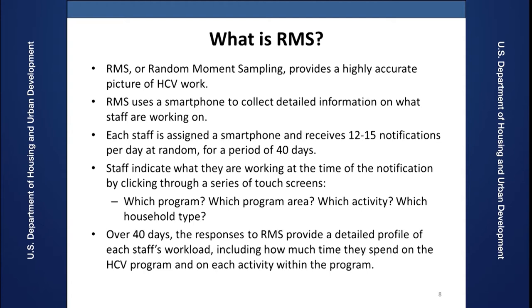And then the study team pre-tested the RMS data collection method again at four housing authorities to make sure that it was feasible. And we made a number of adjustments in terms of the functionality of the phone, including adding a text function that they could text the study team and things like that based on those pretests. But again, we found it to be an accurate and effective way of collecting the data.